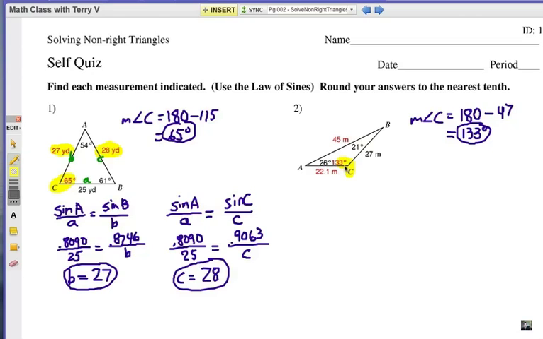Now we need to find some of these other sides. Let's make sure we have the proper labels. There's A across from angle A. There's B, which is across from angle B. And there's C, which is across or opposite of angle C. We have several choices here, but I'm going to go with sine angle A over A equals sine B over B.